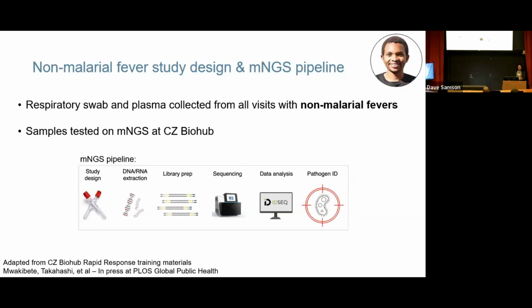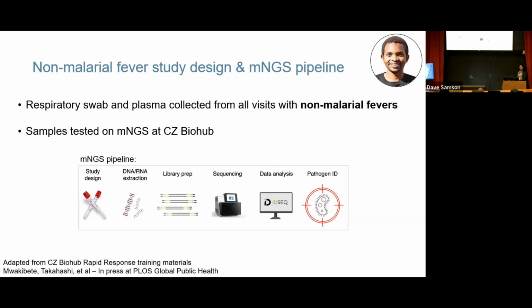In this study, where we were looking at causes of non-malarial fever within this cohort, we designed a study where we collected respiratory swabs and plasma, so paired samples collected at all visits where individuals presented with non-malarial fever. Those samples were tested using metagenomic sequencing at the Chan Zuckerberg BioHub. All of the laboratory work and a lot of the analysis was done by a research associate, Asaj, who's shown up here, who did a lot of amazing work for this study.